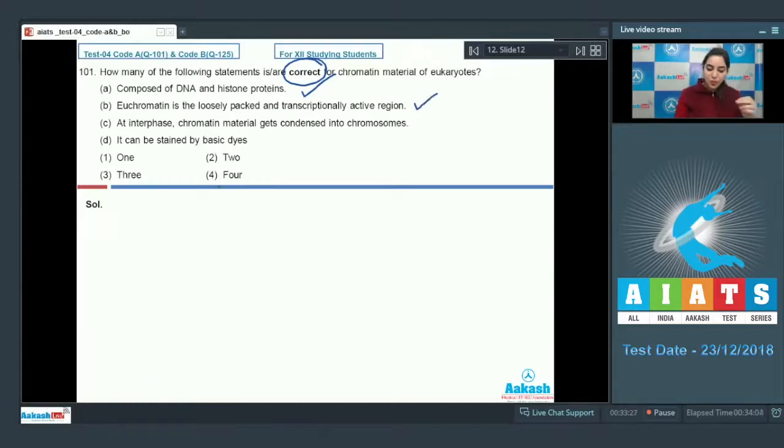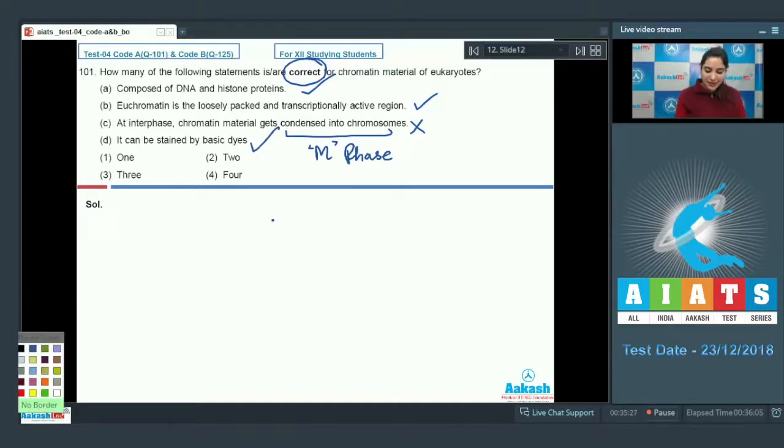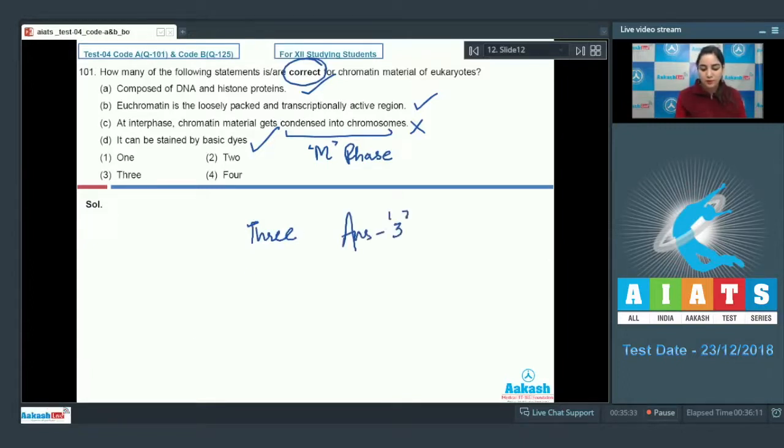At interphase, chromatin material gets condensed into chromosome, which is incorrect because the condensation of chromatin into chromosomes is seen in M phase, when the nuclear material divides. So this is incorrect. Now, it can be stained by basic dyes, which is another option, and it is correct. So how many statements are correct? We can see that we have 3 statements correct, and option number 3 is the right choice.